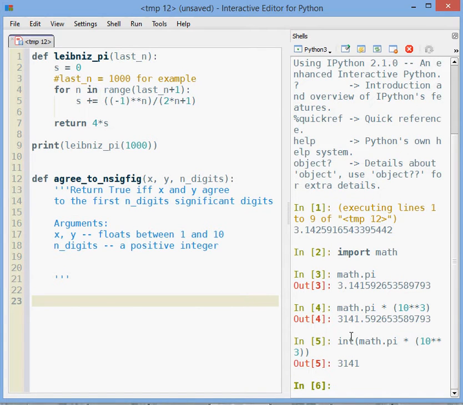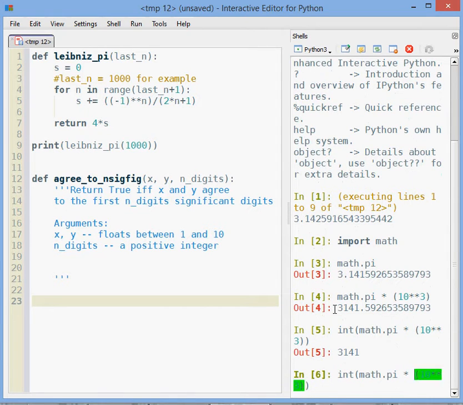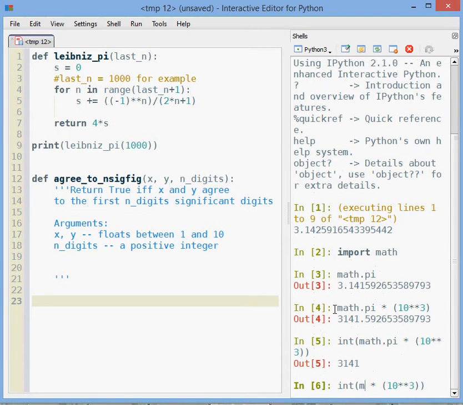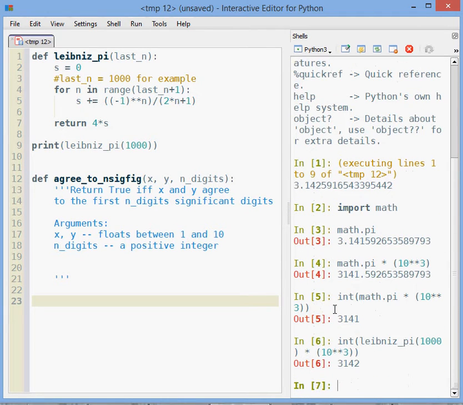So the trick is we do this with math.pi, with x, for example, and we do the same thing with y. So let's do this with Leibniz pi 1000, for example. And we compare those two. And if they're equal, well, that means that x and y, or math.pi and Leibniz pi 1000, agree to the first 4 significant digits. And if they're different, then they don't agree, right? So that's exactly what we'll do.